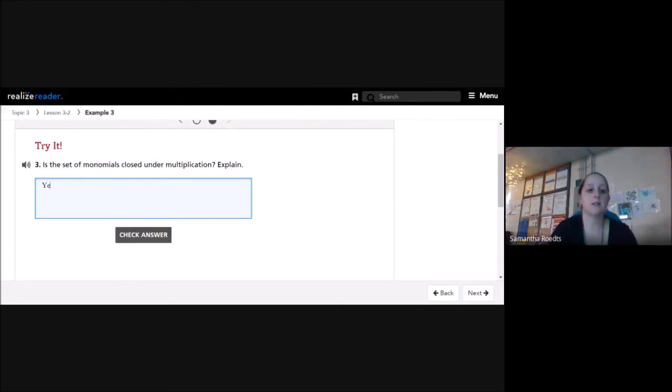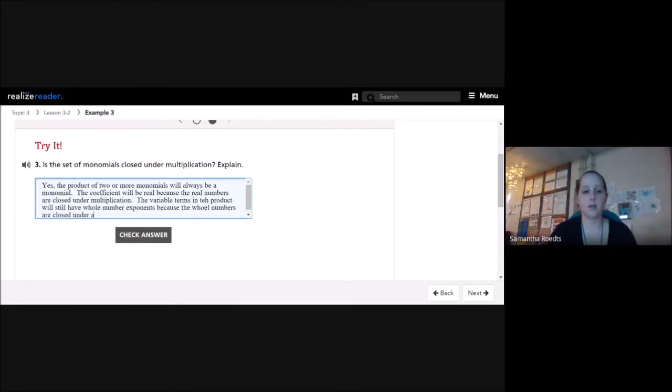So yes, they are. The product of two or more monomials will always be a monomial. The coefficient will be real because the real numbers are closed under multiplication. The variable terms in the product will still have whole number exponents because the whole numbers are closed under addition.